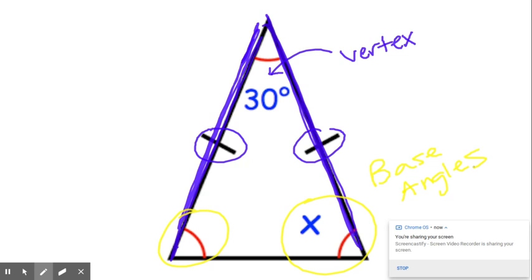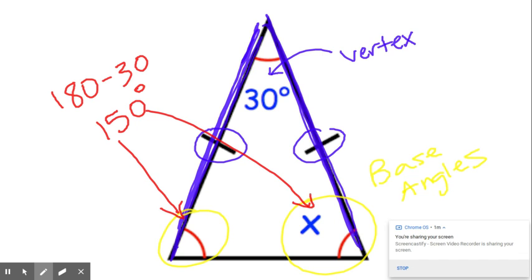So if I want to find the measure of one of those, which just so happens to be the measure of both of them, I need to figure out how to use that 30 to find the missing ones. Well, I know all angles of a triangle add up to 180. So if I take 180 minus 30, that gets me 150 degrees, which means I have 150 degrees total to work with these two angles.